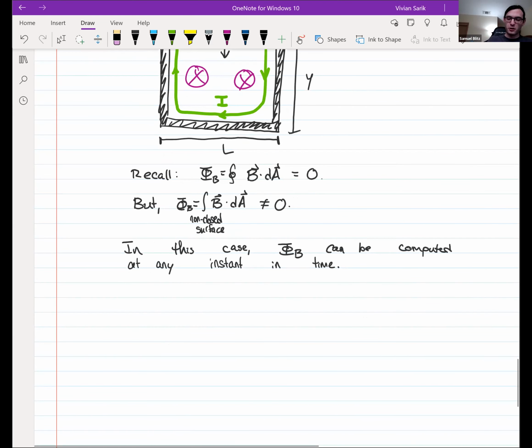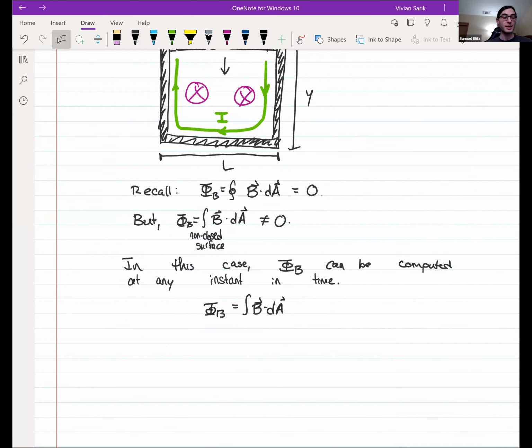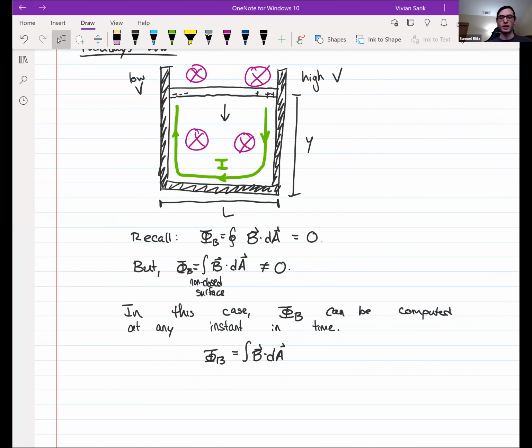In this case, it simplifies to B dot dA, because the magnetic field is constant and because the magnetic field points in the same direction as the area vector. By the way, we have to choose a direction for the area vector. We're going to choose clockwise in this case. We get that this is equal to B times L times Y. So this is the area, and this is the magnitude of the magnetic field. The flux is just how much magnetic field there is times the area that the magnetic field is passing through. In more complicated cases, the magnetic flux is more complicated, but here it's very simple.